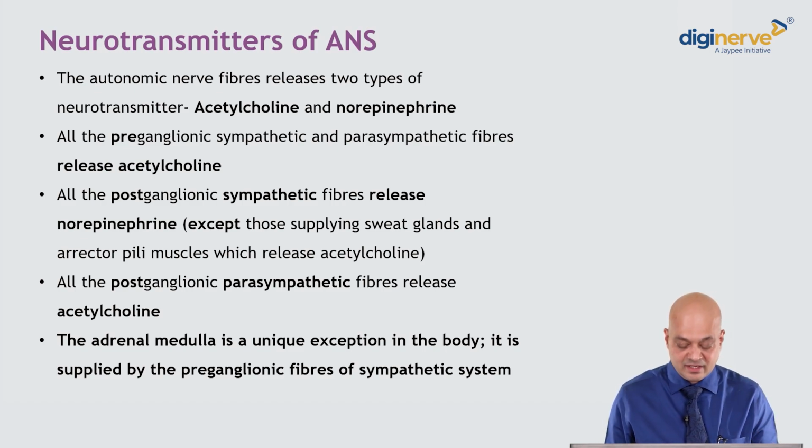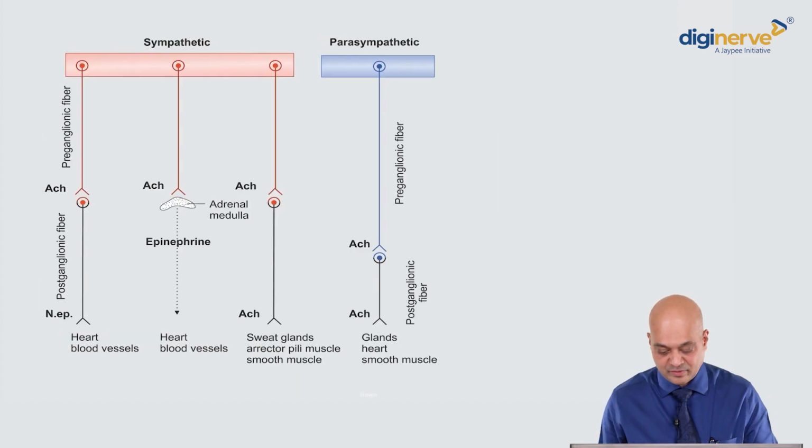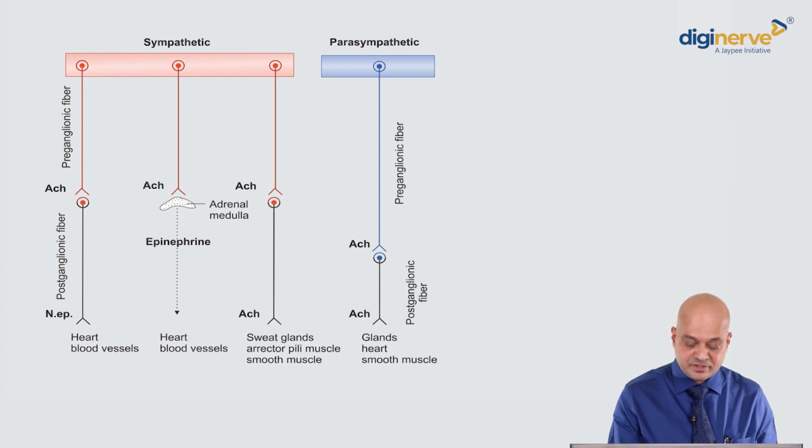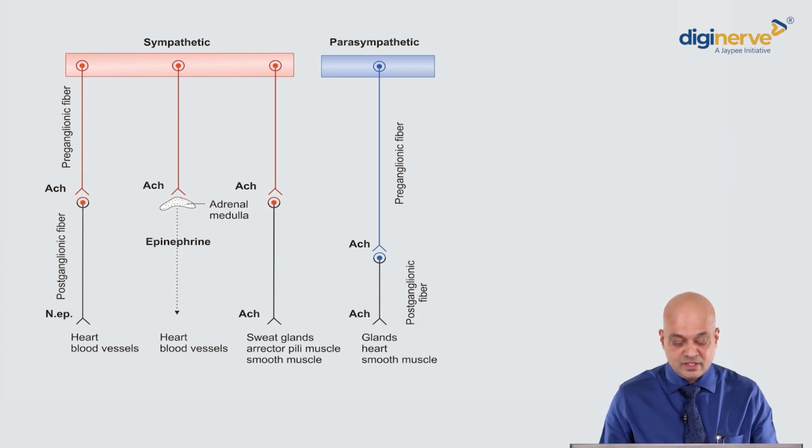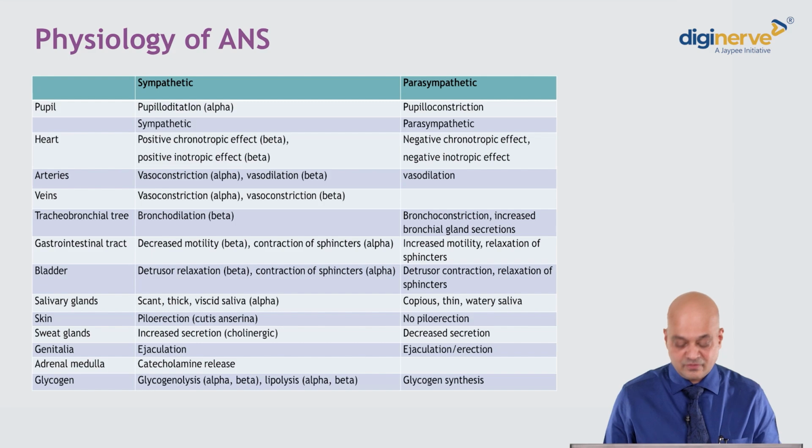The adrenal medulla is a unique exception in the body, where it is supplied by the preganglionic fiber of the sympathetic nervous system. So that's again in a graphical depiction. You have the preganglionic fiber with acetylcholine, epinephrine going through the postganglionic one, except for where it goes to the erector pili and the sweat glands. And as I said, the adrenal gland is an exception to the rule. This is what is described in a graphical format.